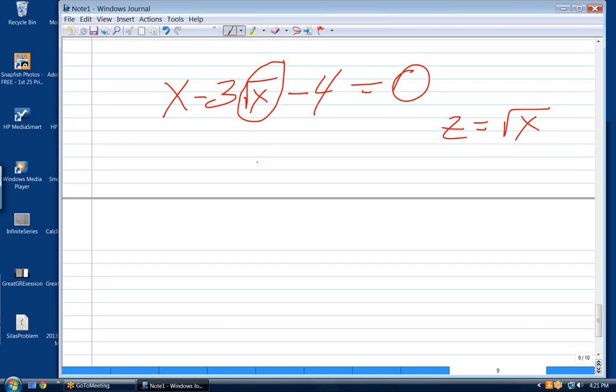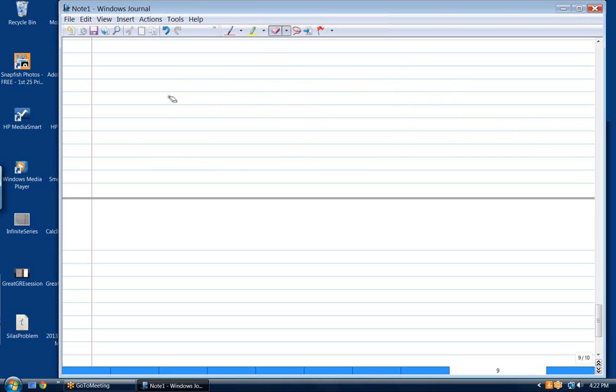Okay? So this one turns into a real easy problem. Yeah. Okay, so z squared minus 3z minus 4. I know you can solve that. Let me give you a slightly tougher one.